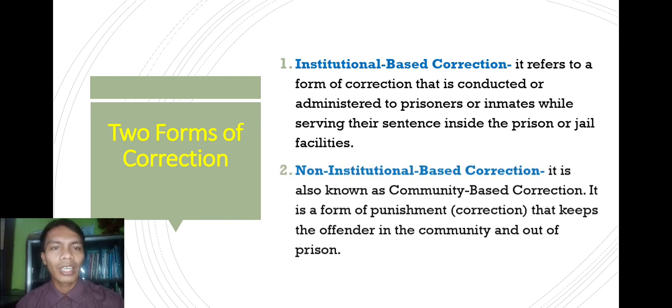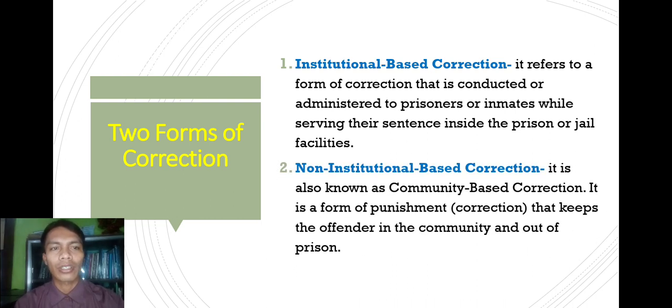So the next one is the non-institutional based correction. It refers to, also known as, community-based correction. It is a form of punishment that keeps the offender in the community and out of prison. So the rehabilitation of the offenders is in the community, they are not put inside the prison or jail. But they have rules and regulations that they follow during their punishment or their treatment.